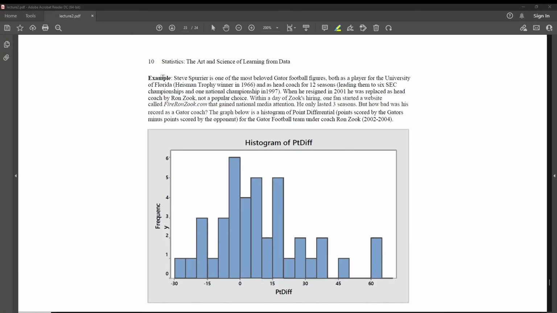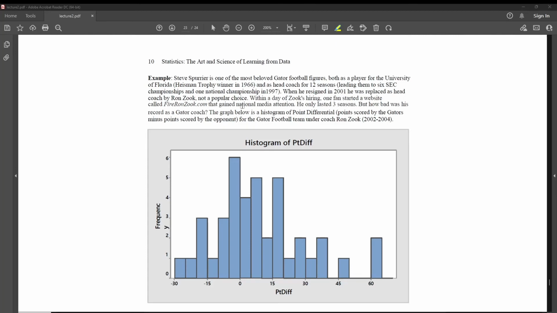So now let's continue with this example. Steve Spurrier is one of the most beloved Gator football figures, both as a player for the University of Florida and as head coach for 12 seasons. When he resigned in 2001, he was replaced as head coach by Ron Zook, which was not a popular choice. Within a day of Ron Zook's hiring, a fan started a website called fireronzook.com. This website gained national media attention. He only lasted 3 seasons.